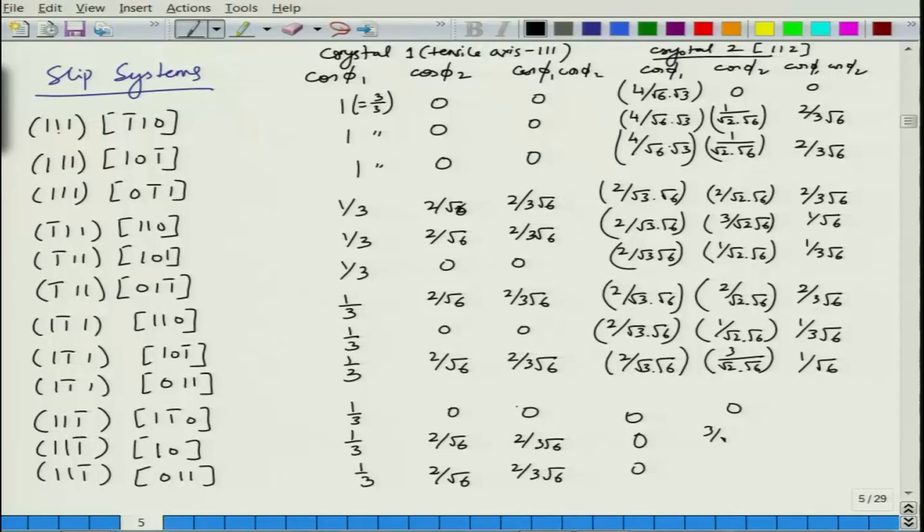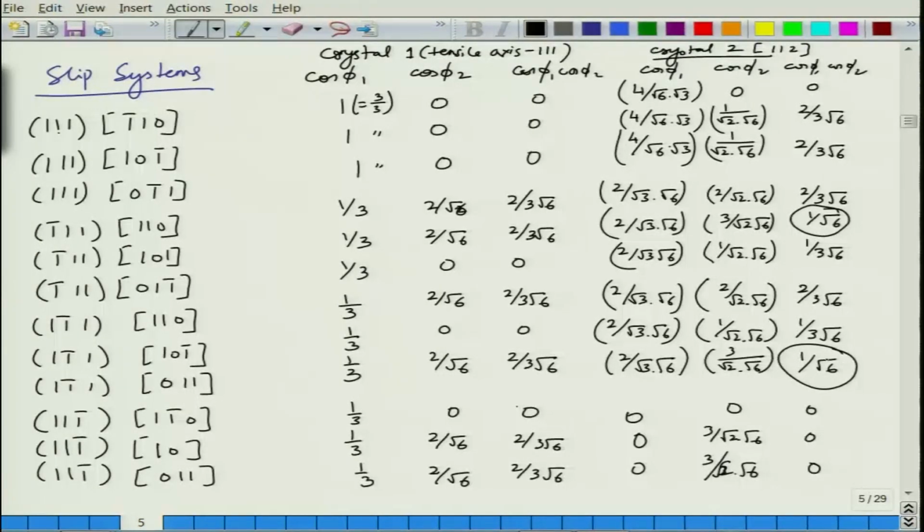This will be 3 divided by square root 2 into square root 6 into 3 divided by square root 2 into square root 6. So, these 3 will show 0 Schmidt factor. So, we can see that here, first of all, if it was only crystal 1, then these could have slipped. Now, we have crystal 1 attached with crystal 2, we can see that the highest value is shown by this or this. So, basically crystal 2 shows higher shear stress than crystal 1.